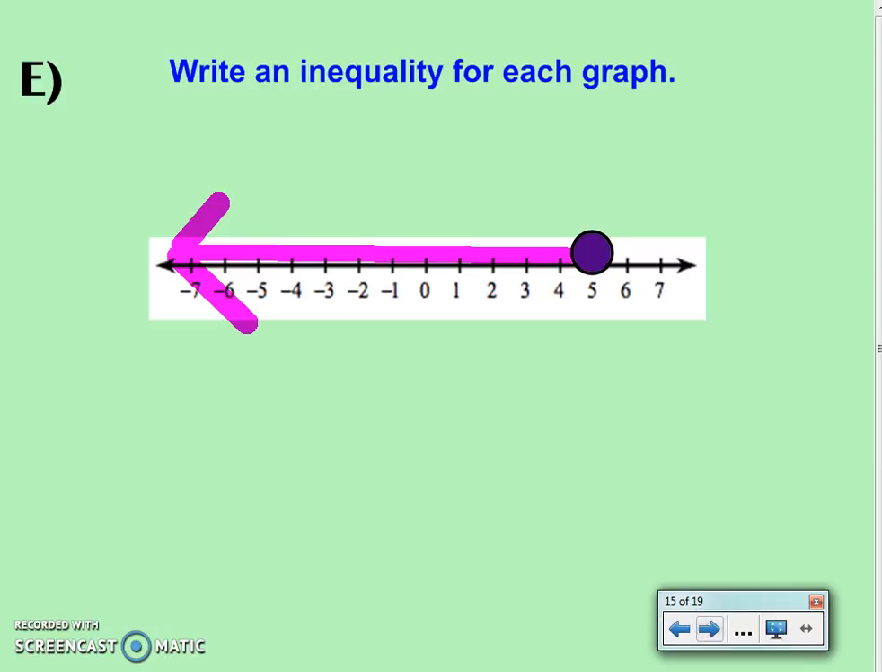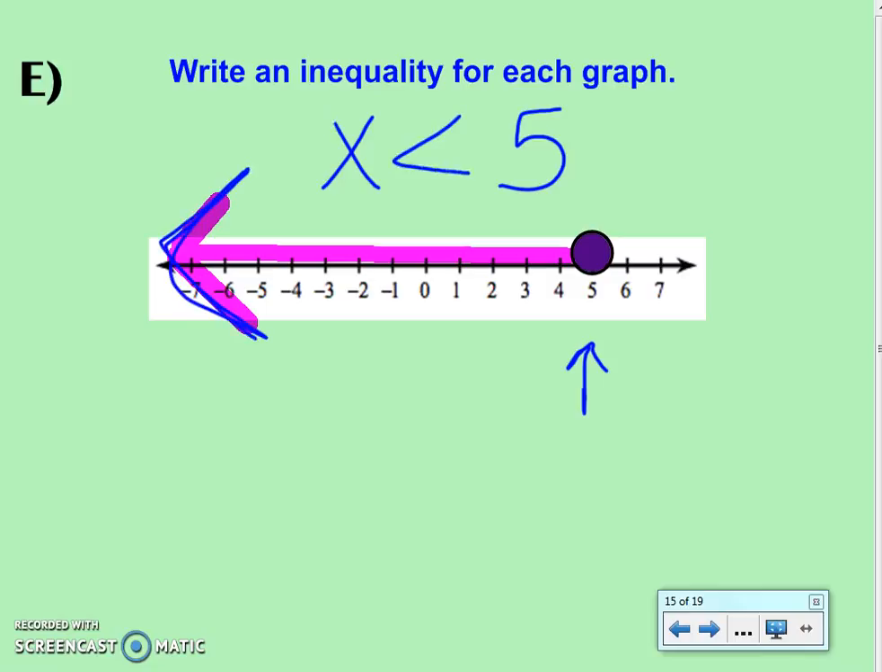Okay, how about this one? You try that one. And then stop it, try it, and then continue and see if you were right. Okay, did you get this answer? X, and then the circle's above the 5. And then you traced with your pencil. It was a less than symbol. And then did you remember to put or equals to because the circle was closed in?